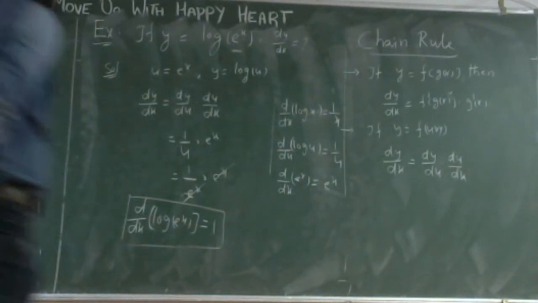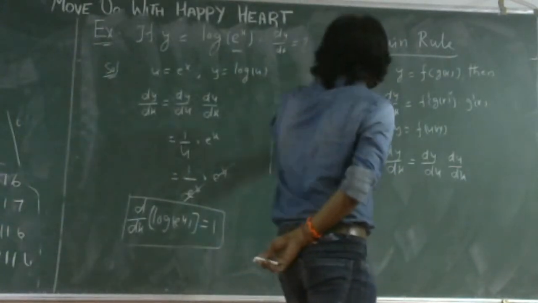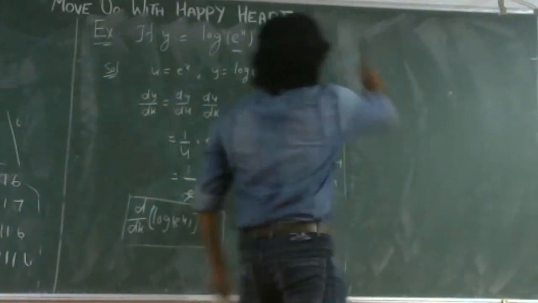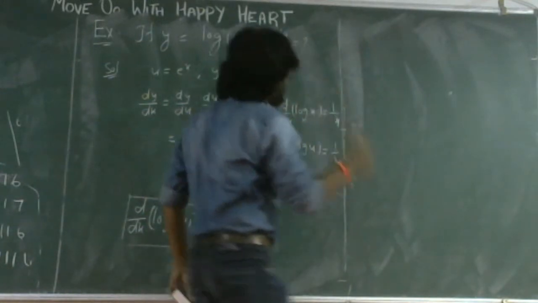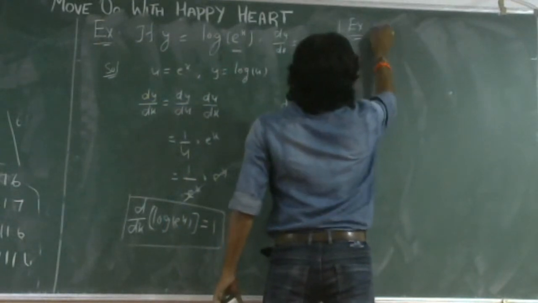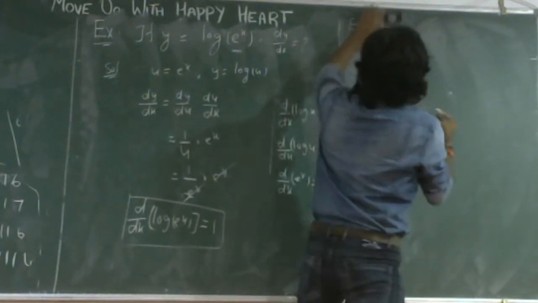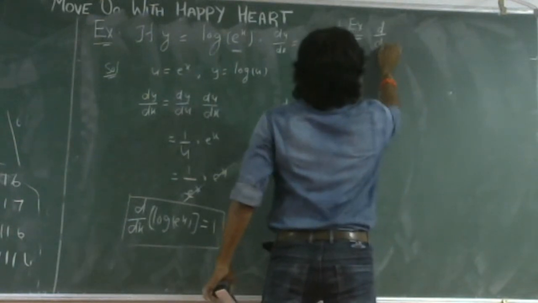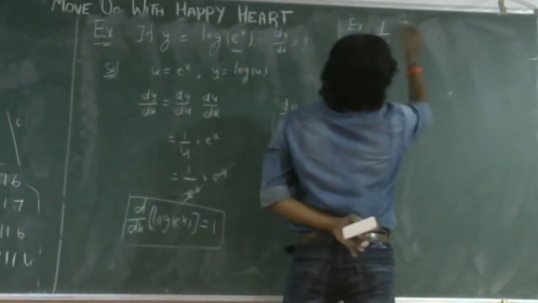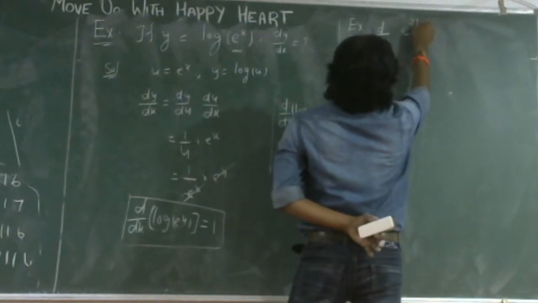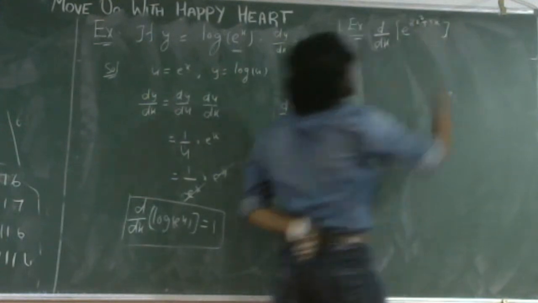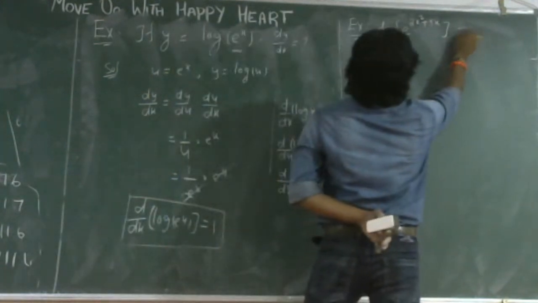Another example. Let us take another example. If y is equal to, we can directly find d by dx of e power 2x square plus 3x. What is it equal to?